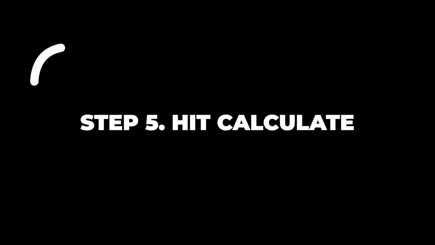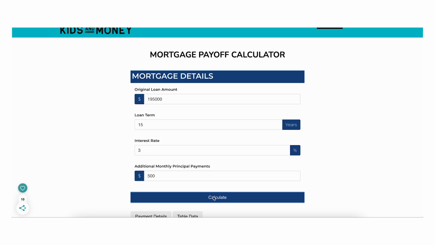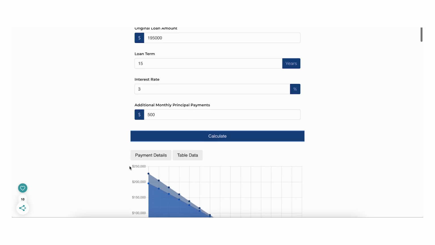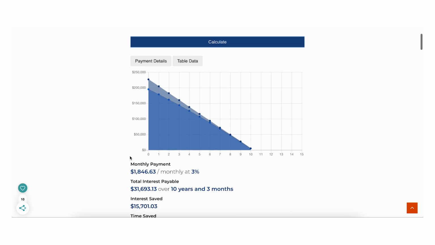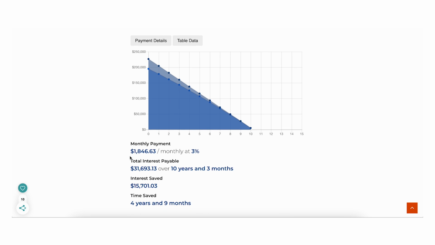Step 5, hit calculate. After you've entered in all of the necessary information, you're ready to see the mortgage calculator in action. Hit calculate to get insight into your mortgage payoff. You can view the data in 2 different ways. The first view shows a graph of your mortgage payoff over time.